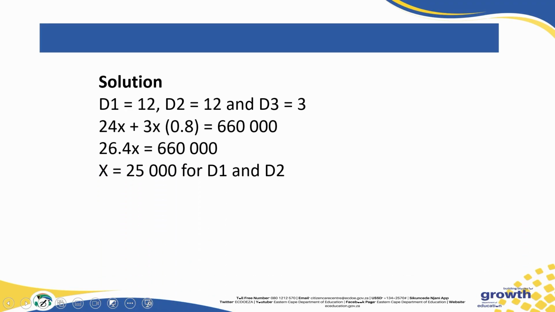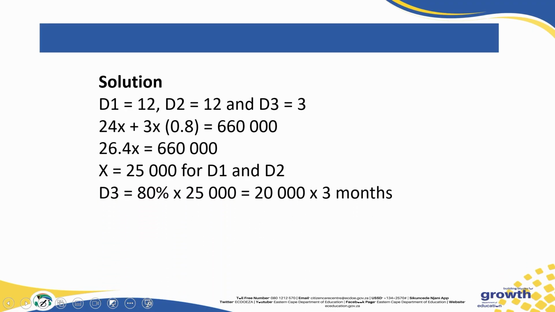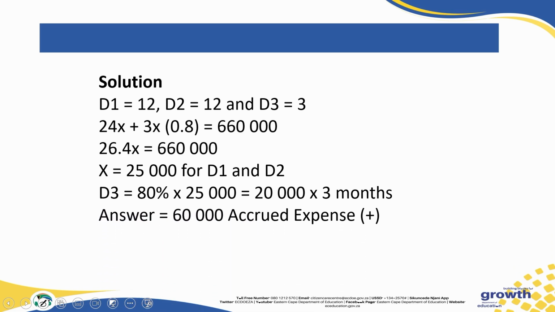Therefore, X is equal to 25,000 Rand, and this is for D1 and D2. And therefore, D3, who we are looking for, is 80% of 25,000, and that gives us 20,000 per month. We multiply that by 3, and we get the answer to be 60,000 Rand. So this is what we are looking for. 60,000 Rand is the accrued expense, and because it's an accrued expense, we need to add it on to our directors' fees in our income statement. Let's have a look at the second solution.